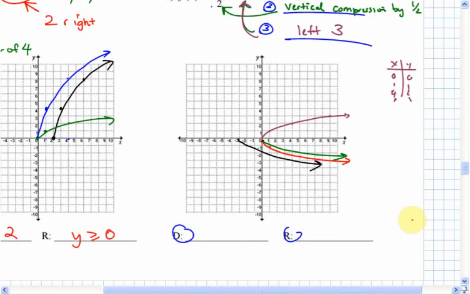Anyways, domain, please. What's the domain? Greater or equal to? 3. What's the range? Yes, less than or equal to? 0.